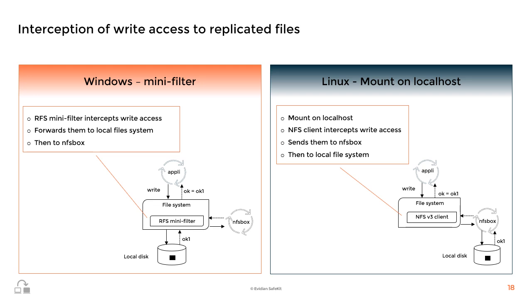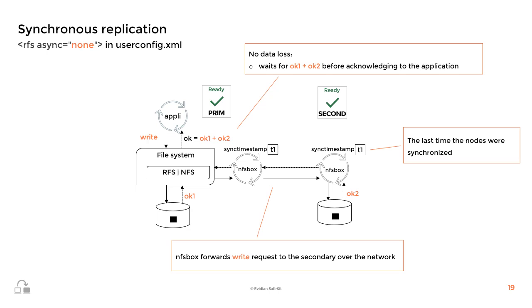On Linux, SafeKit begins by mounting the replicated directory on localhost through NFS. The NFS client then intercepts write access in replicated files. The write requests are subsequently sent to the NFS box. Finally, the data is transferred to the local file system for storage. In both cases, the NFS box process will implement the transfer of data to the secondary node. SafeKit implements synchronous replication with no data loss.